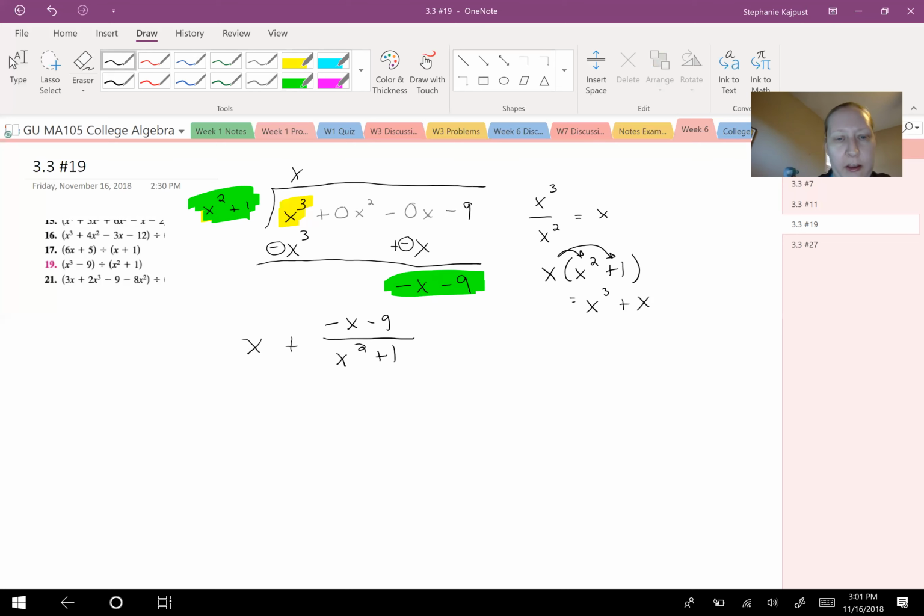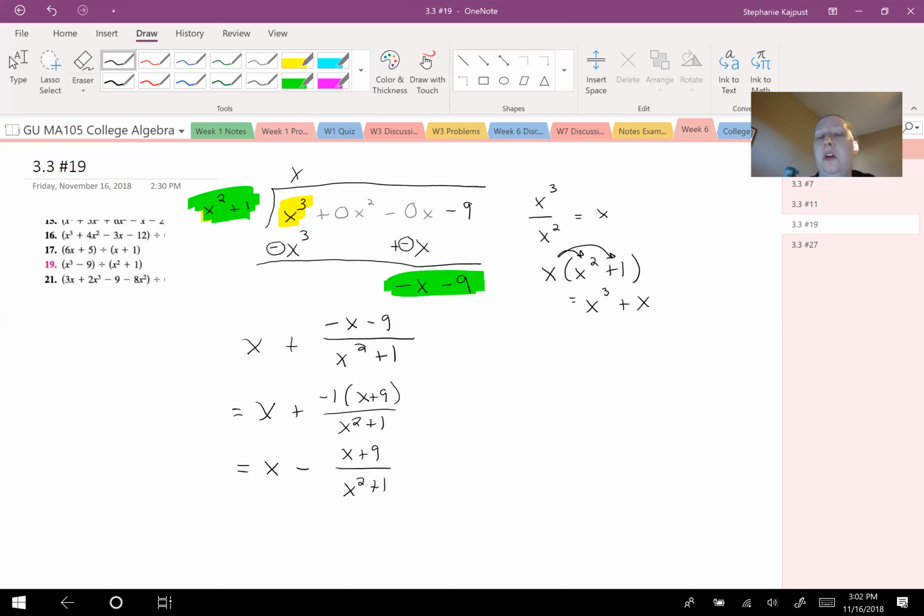The alternate way to write this is by factoring out a negative 1 on top there. So that's negative 1 times x plus 9 divided by x squared plus 1. And then you can take that negative 1 and change this to x minus (x plus 9) over x squared plus 1. All three of those expressions are correct ways to write this.